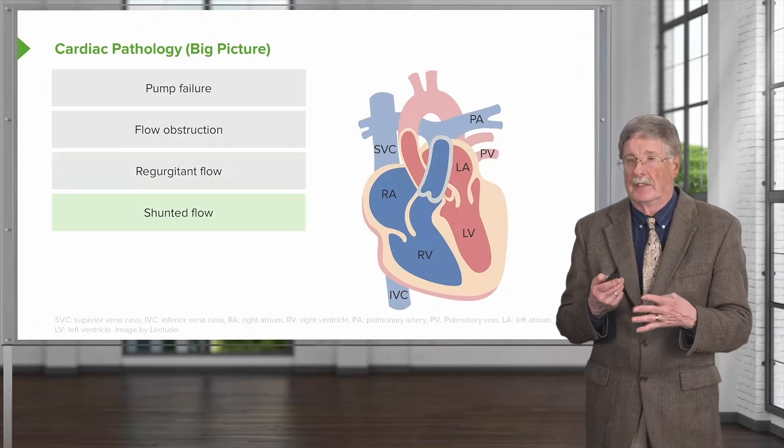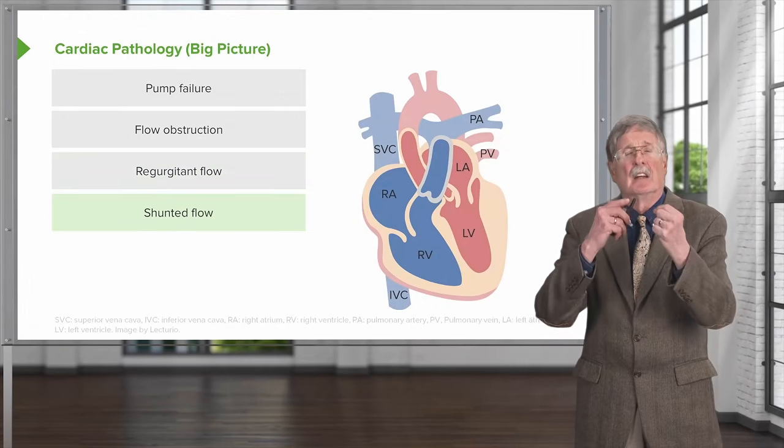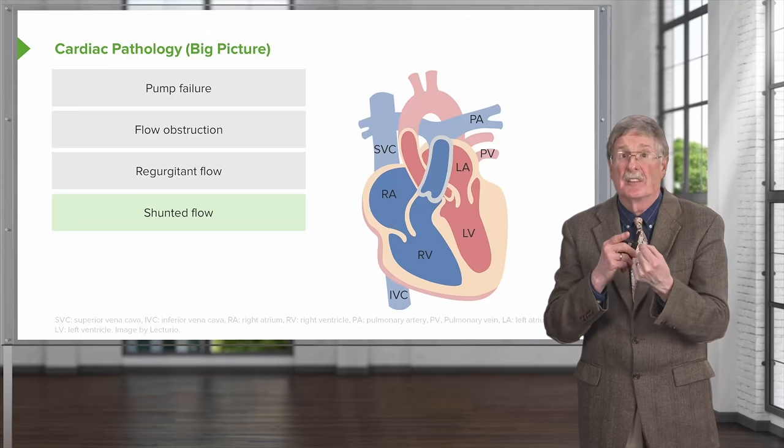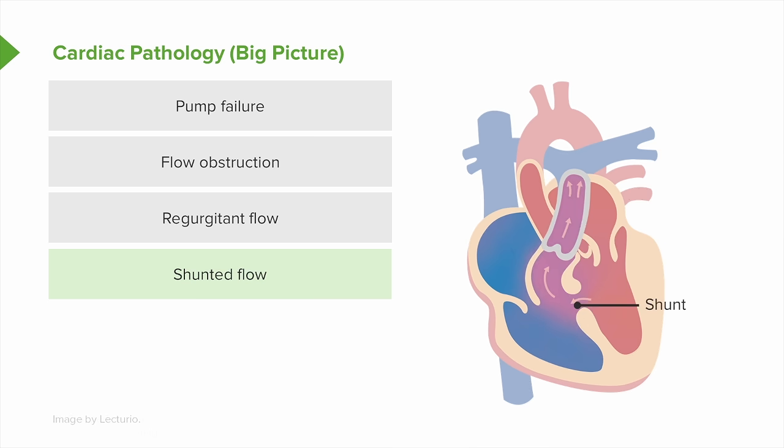You can have shunted flow. So again, blood is supposed to go from the inferior and superior vena cava into the right atrium, into the right ventricle, and out the pulmonary artery, return through the pulmonary veins to the left atrium, to the left ventricle, and out through the aorta. But in a number of congenital heart diseases, and sometimes acquired diseases, you can have abnormal flow from the left side to the right side. In general, that will be, as we'll talk about, the most common defect.